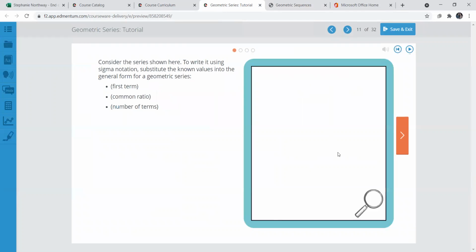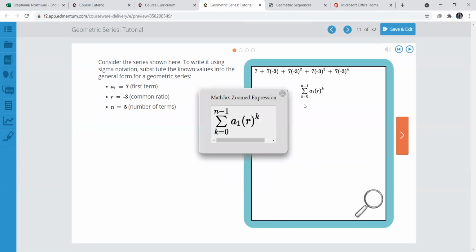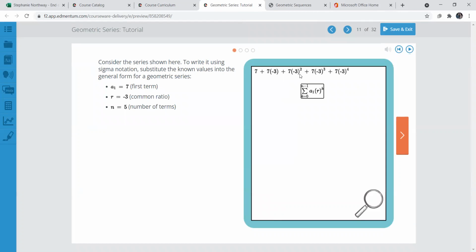Oh, real quick, let's backtrack. This funny looking symbol, I zoomed it in for you. Sigma notation, that's what it means. This funny looking E is sigma notation.